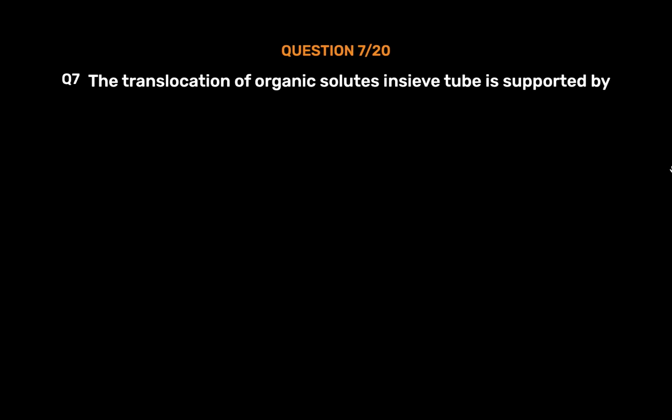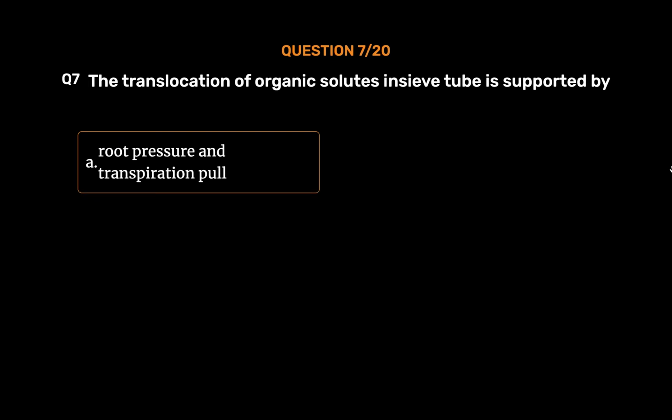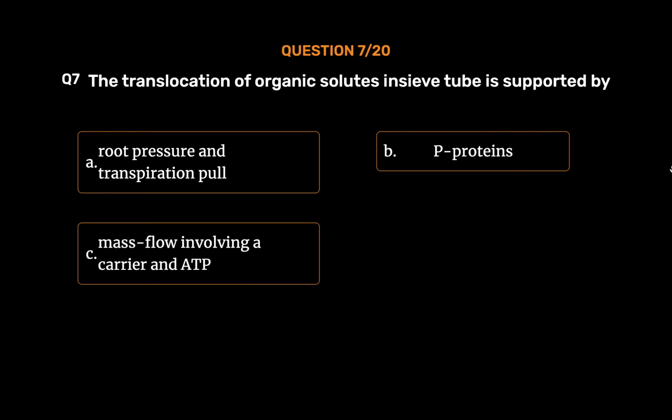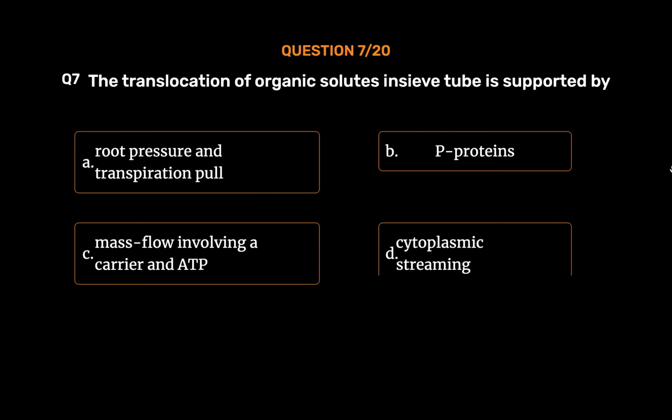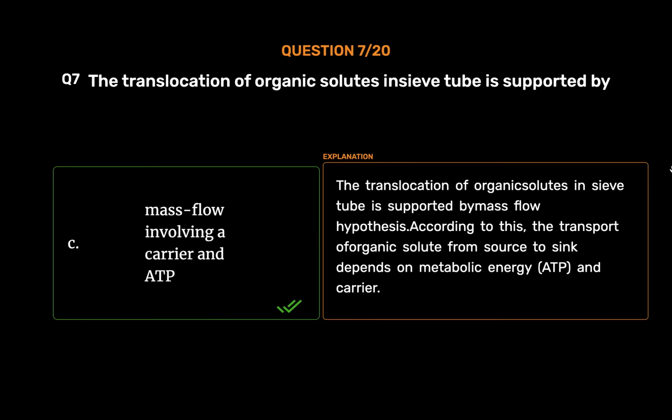Question number 7. The translocation of organic solutes in sieve tube is supported by Option A, root pressure and transpiration pull. Option B, P proteins. Option C, mass flow involving a carrier and ATP. Option D, cytoplasmic streaming. The correct answer is Option C, mass flow involving a carrier and ATP. The translocation of organic solutes in sieve tube is supported by mass flow hypothesis. According to this, the transport of organic solute from source to sink depends on metabolic energy, ATP, and carrier.